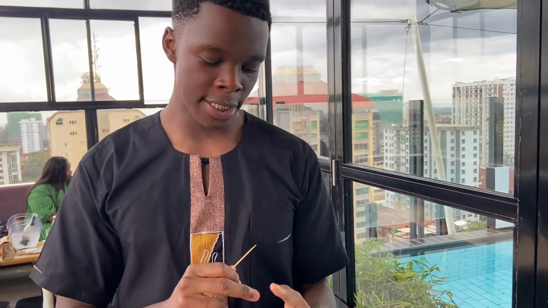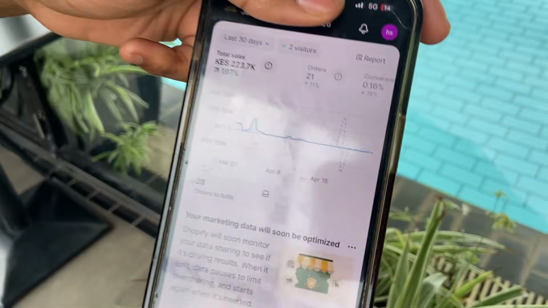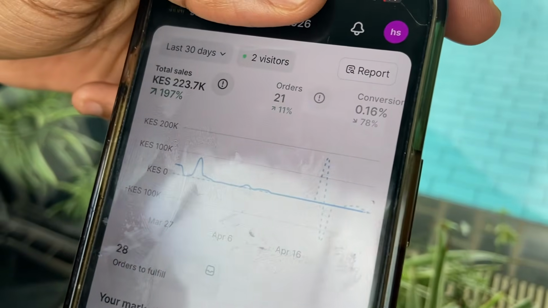So another month is wrapping up. Today is April 26th. So this is one of my stores. This is the first one, the main one. Last 30 days: 223.